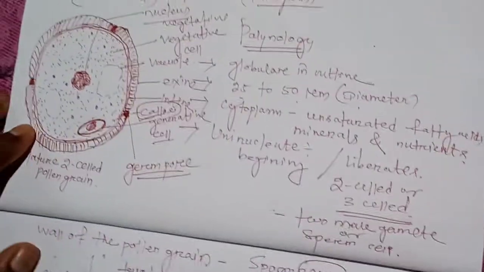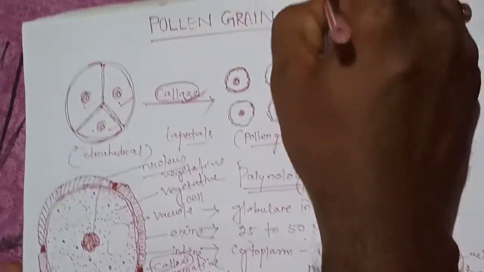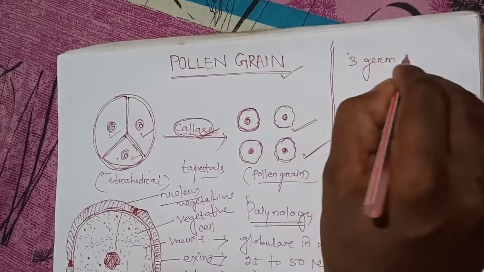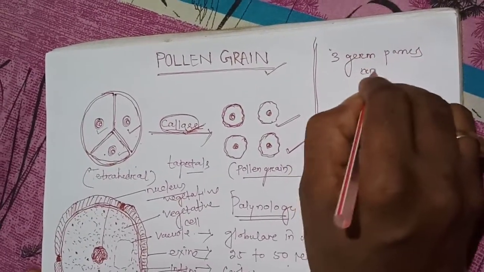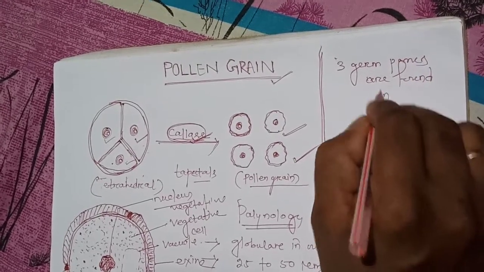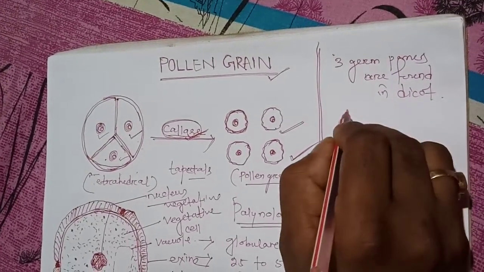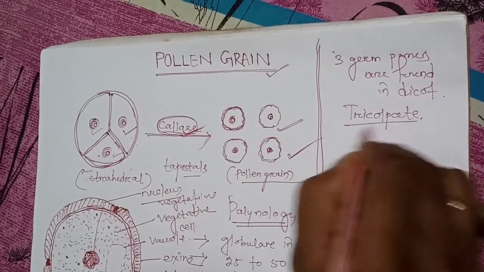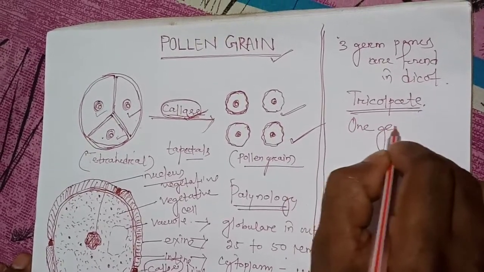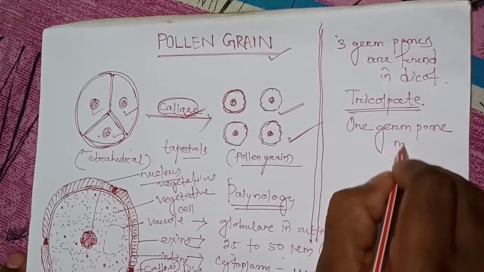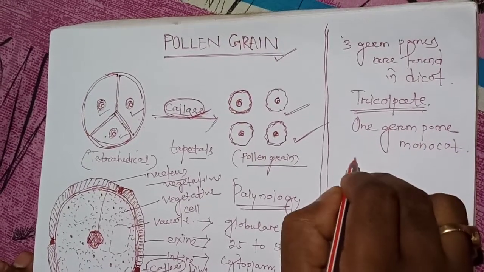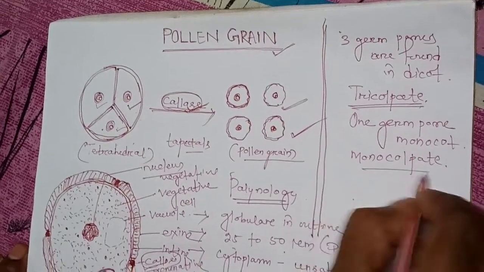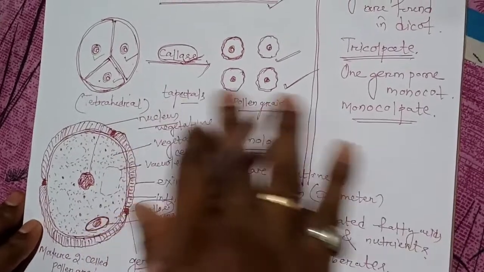Now we'll see that in dicots there are generally three germ pores, and the pollen grains are called tricolpate. But in monocots, only one germ pore is found, and the pollen grain is called monocolpate. So these are the structures of pollen grains.